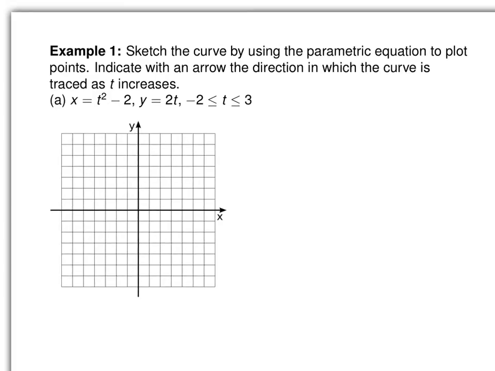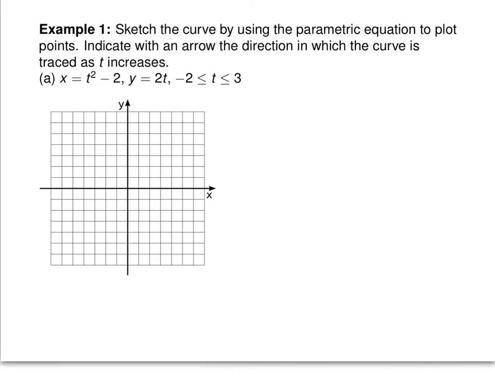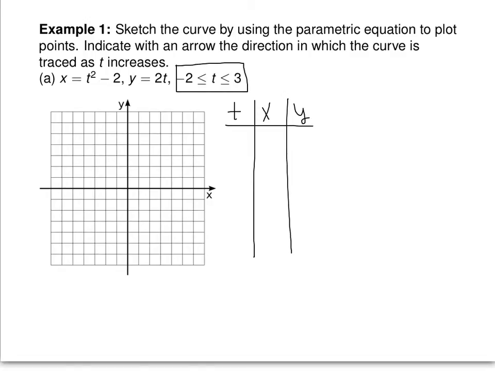So let's just make a table, and this table will have 3 columns. It'll have a t column, an x column, and a y column. The t doesn't get graphed, but it does sort of determine what point comes out. Specifically here, our t is between -2 and 3. Let's start by inputting -2.